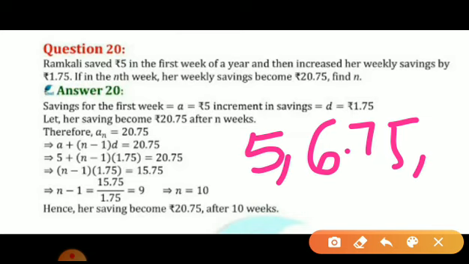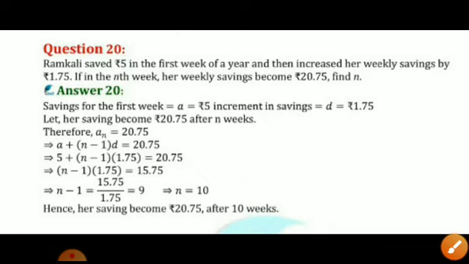So will the given sequence be in AP? Yes, it will be in AP. Because it has a common difference, that is an increment of 1.75. Now, also it has been given that her saving is 20.75. That means your An is given to be 20.75. Yes. And then using the formula A plus n minus 1 D equal to An, you can find the value of n.